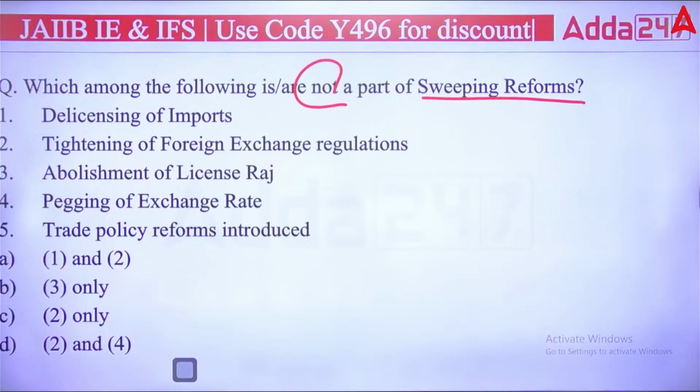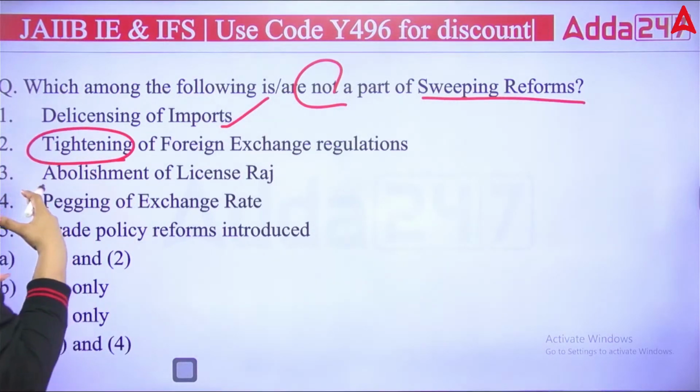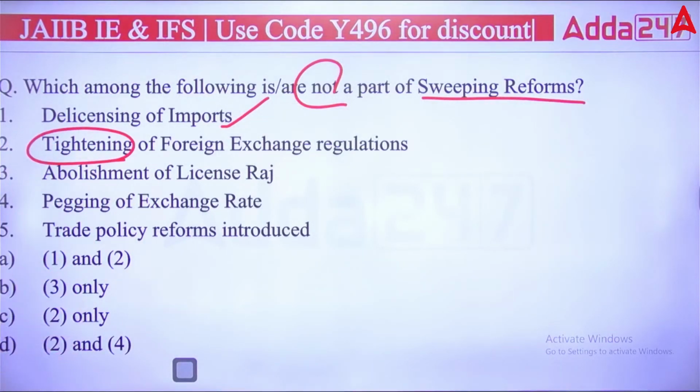Okay, so when it comes to the delicensing of imports that we have done, tightening of foreign exchange regulation, no, we do not have to tighten the regulation. We have to ease the regulation. So the second is not true. It means B cannot be the right answer because the second will be one of them.